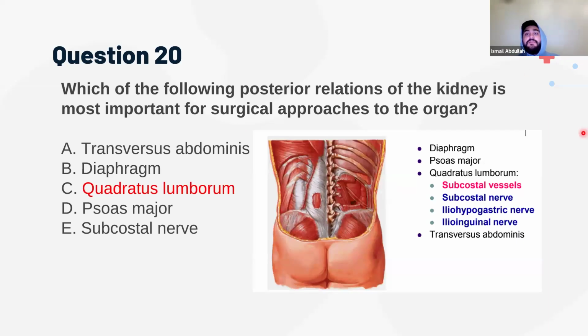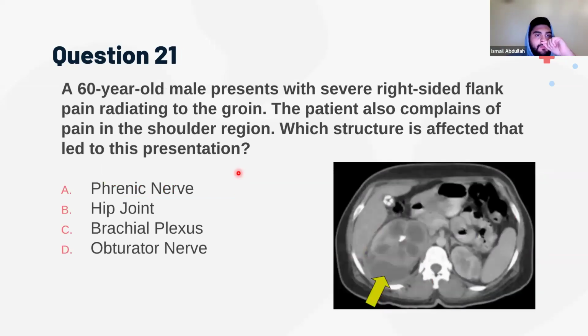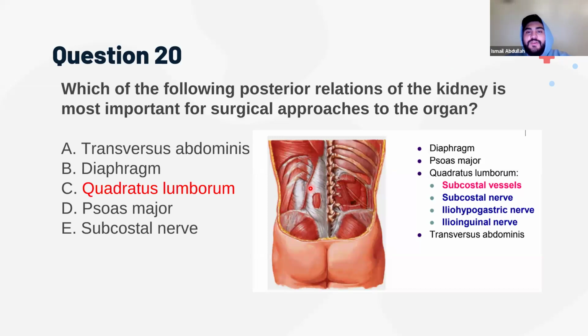Why? Because, oh, sorry, just a minute. Yeah, it's going to be D. And the reason behind that is because quadratus lumborum is a home for very important vessels, very important nerves. So you need to make sure that you identify the muscle, the nerves, the vessels, and try to not injure them when you're having a surgical approach. That's why it's very important to keep an eye on it. All right, moving on. So, yeah, sorry, I meant C.